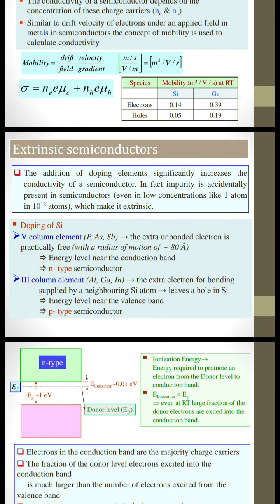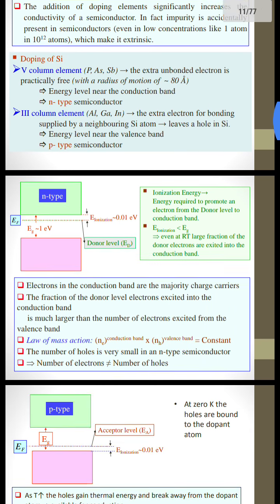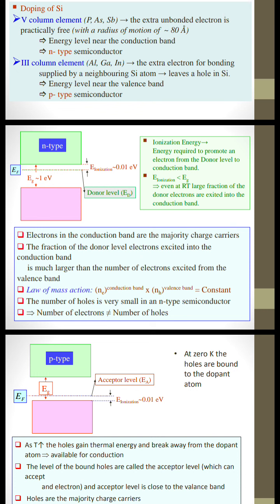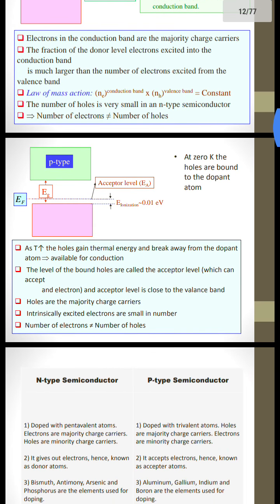Extrinsic semiconductors, with the adding of doping elements. Electrons in the conduction band are majority charge carriers. Law of mass action. P-type.